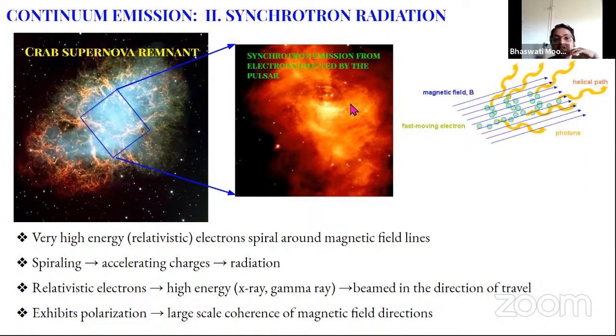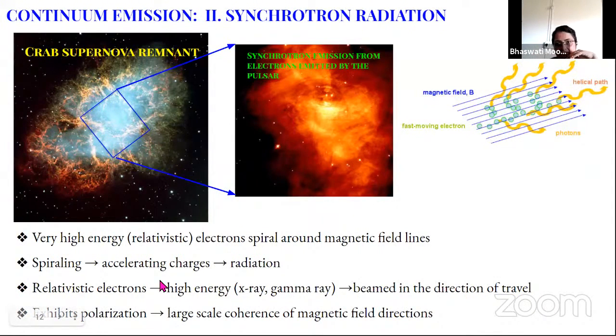Now, you have magnetic field and you have electrons. This is a problem you have done: a charged particle moving in a magnetic field basically spirals around the magnetic field. These electrons are highly energetic, meaning relativistic. When something is spiraling, it is accelerating, and as I said, accelerating charges radiate. This radiation corresponds to what is known as synchrotron radiation.